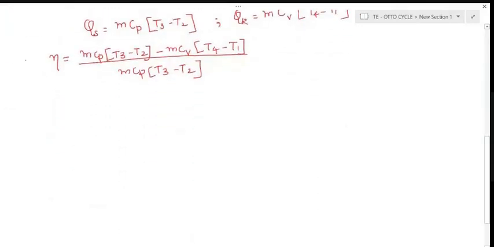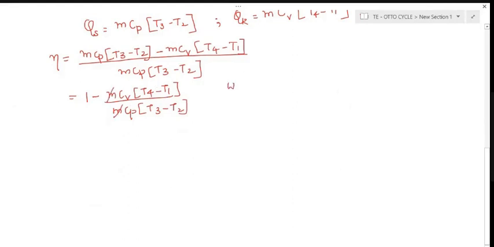Okay, so from that we can split like this. Actually, the denominator is common, so the numerator and denominator terms are common and get cancelled. So the remaining thing is here: m Cv (T4 minus T1) divided by m Cp (T3 minus T2). So here also most terms get cancelled.